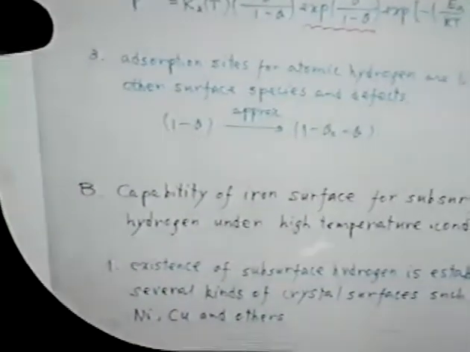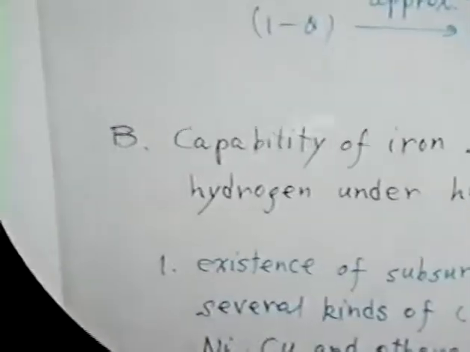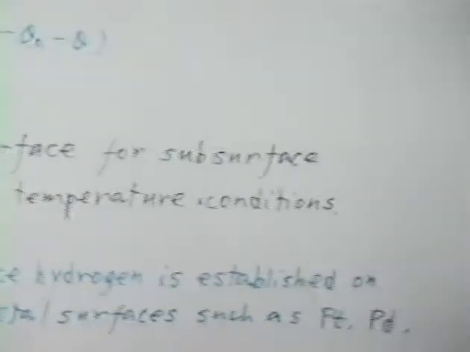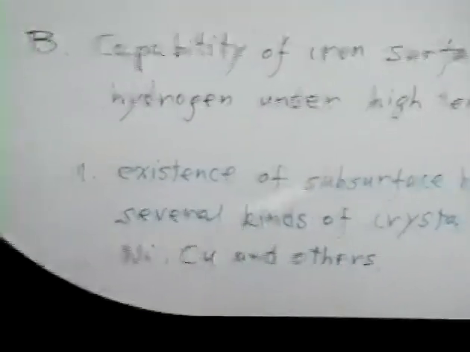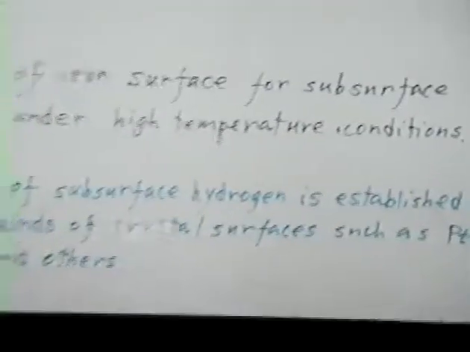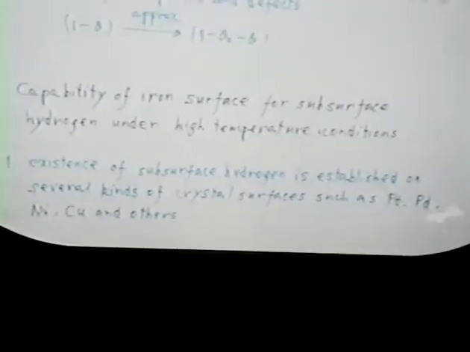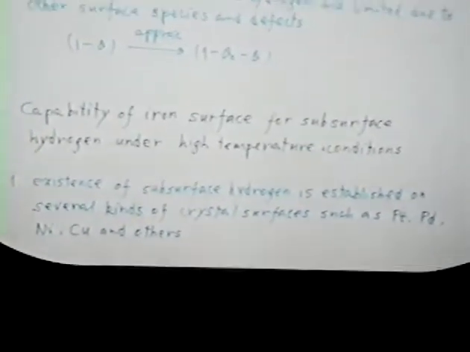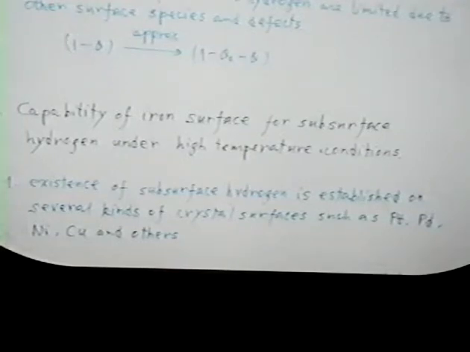So the second aspect, yes, thank you, the lower side. The second point we should consider is the capability of iron surface for subsurface hydrogen under high temperature conditions. First, existence of surface hydrogen is established on several kinds of crystal surfaces such as platinum, palladium, nickel, carbon, and others. Would you please show the next slide? Yes, you're right. Thank you very much.